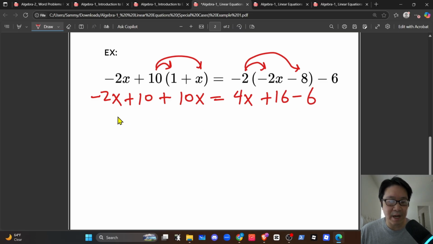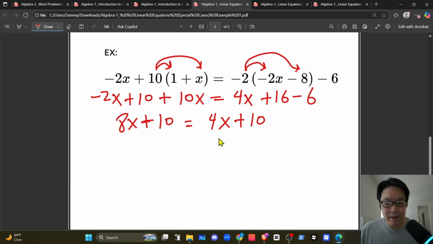Okay, and then we can combine like terms. So -2x and 10x is going to be 8x. And then we have the 10. And for the right side, 16 and minus 6 is 10. So it's going to be 4x plus 10. Okay. And now we can just solve for x by isolating x and then doing inverse operations.